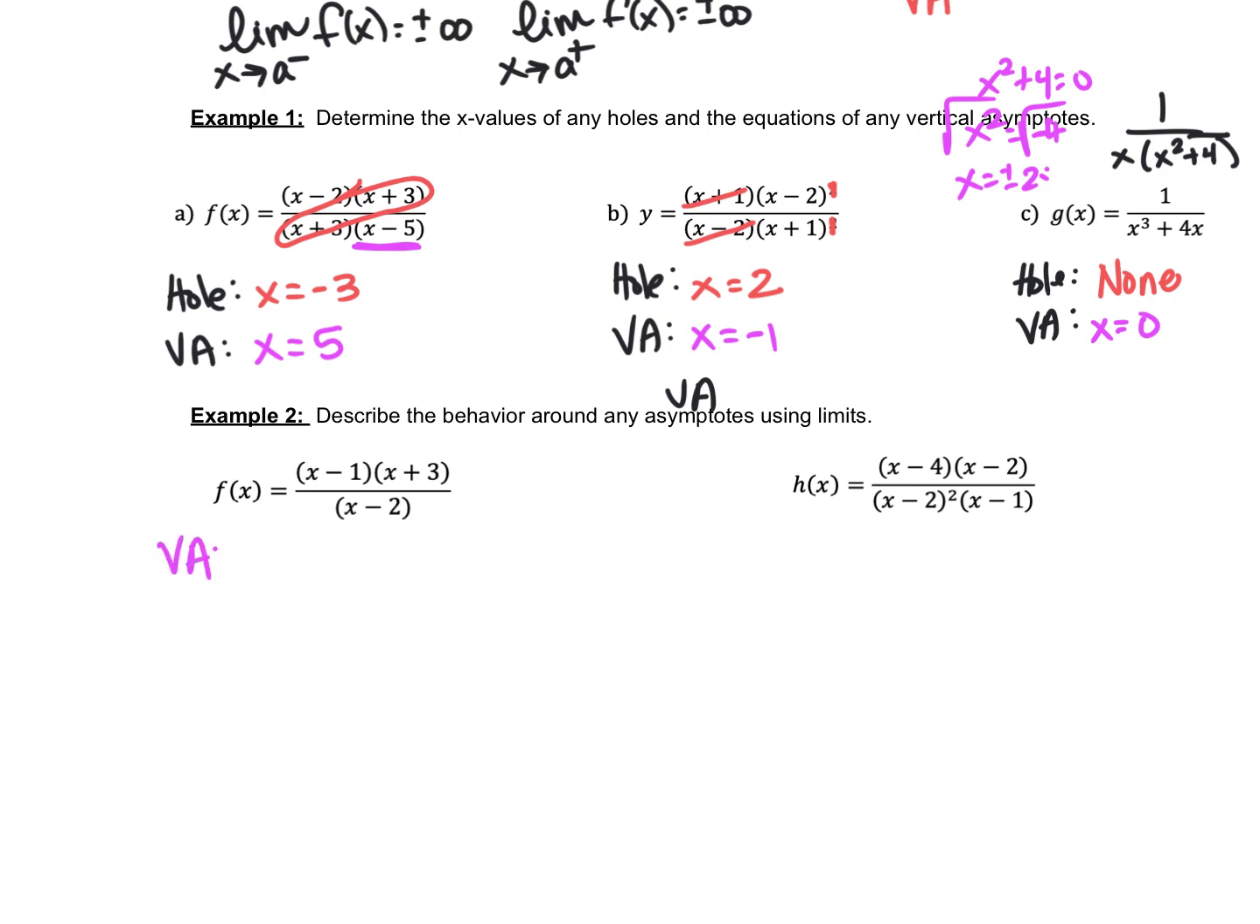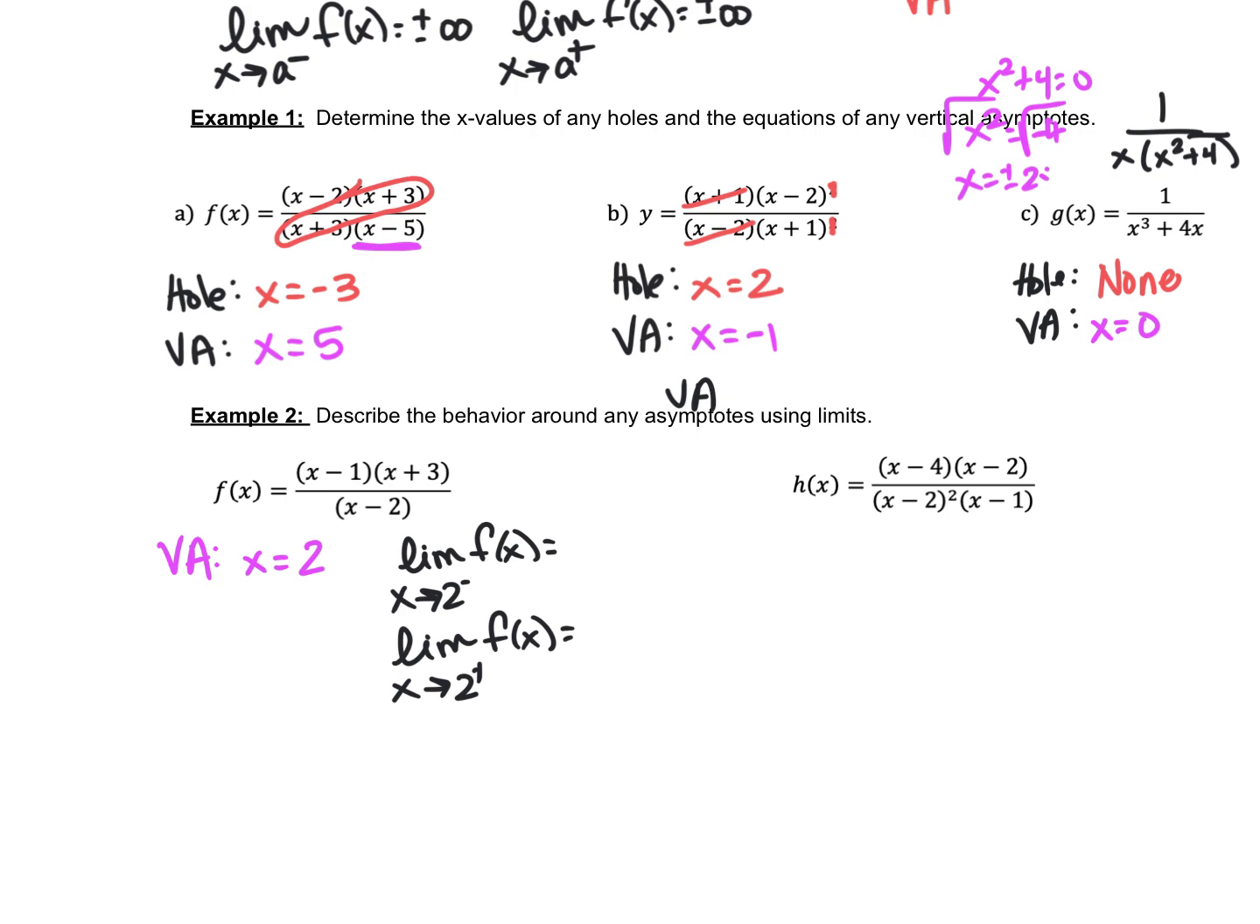So if I look right here, I've got a vertical asymptote at x equals positive 2. So my limit statements have to say this: the limit as x approaches 2 from the left, and the limit as x approaches 2 from the right. Okay, so it's either going to be positive infinity or negative infinity. Well, how do we tell?